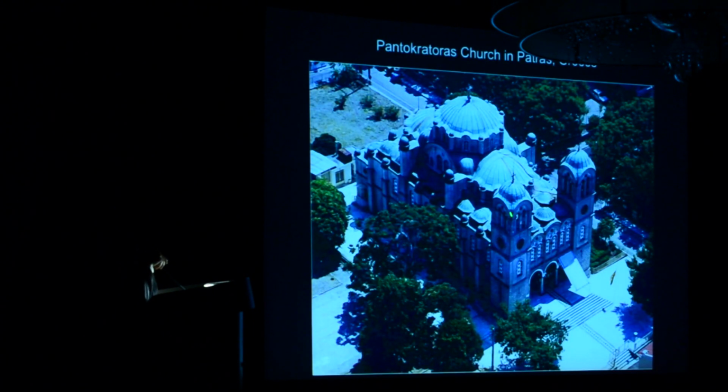And one more is from a modern church. You can see now plenty of additional small domes on the top. I mean, you increase the decorative tendency here.